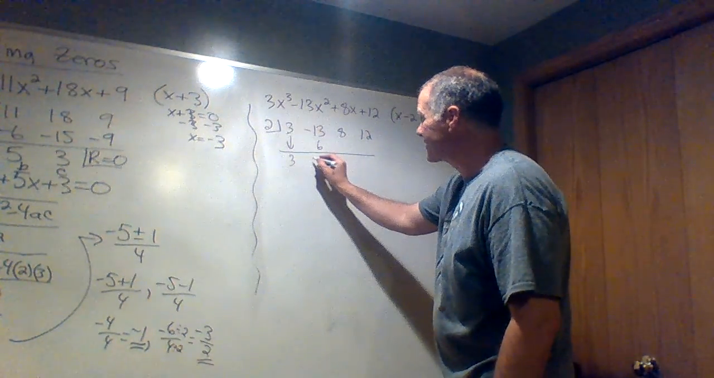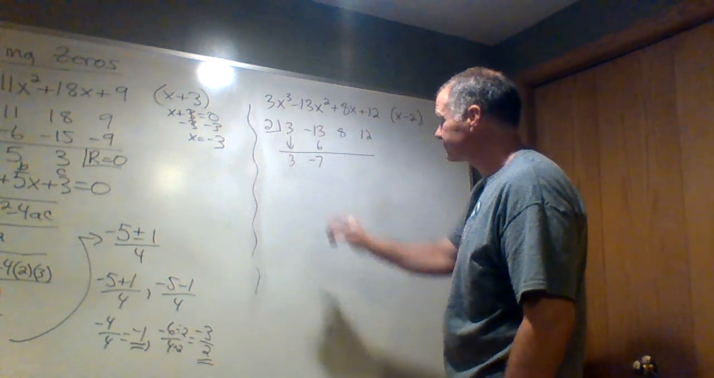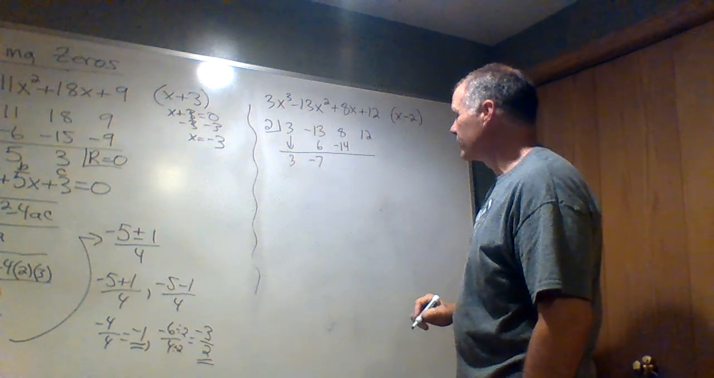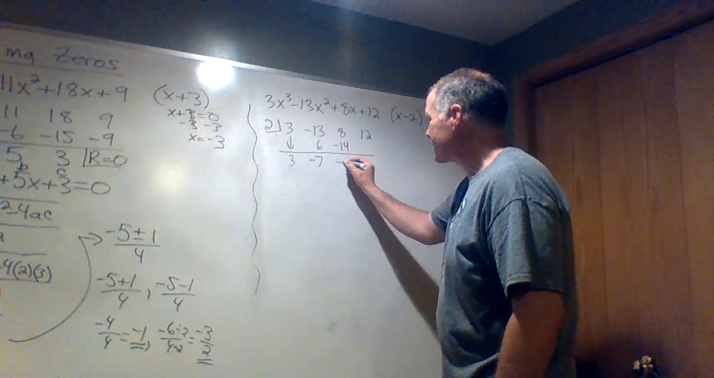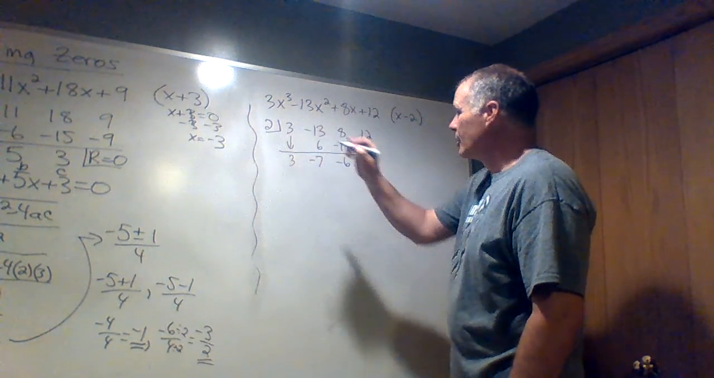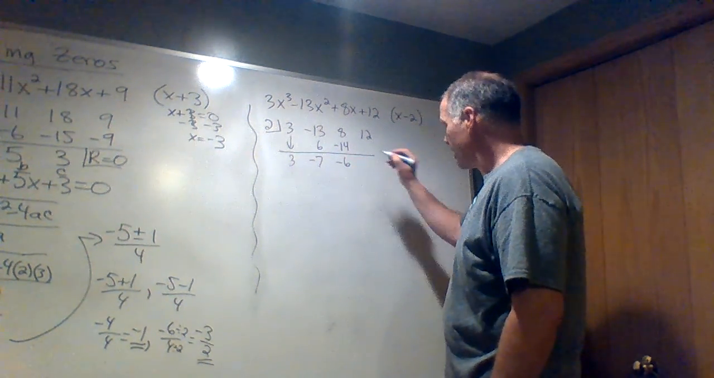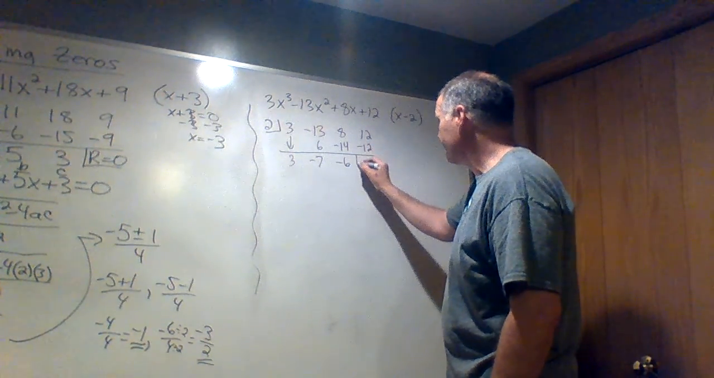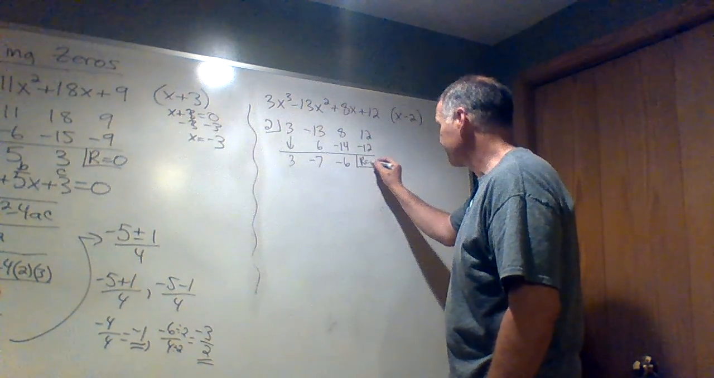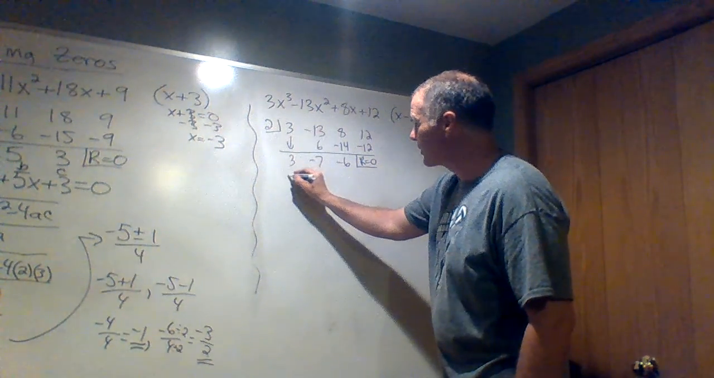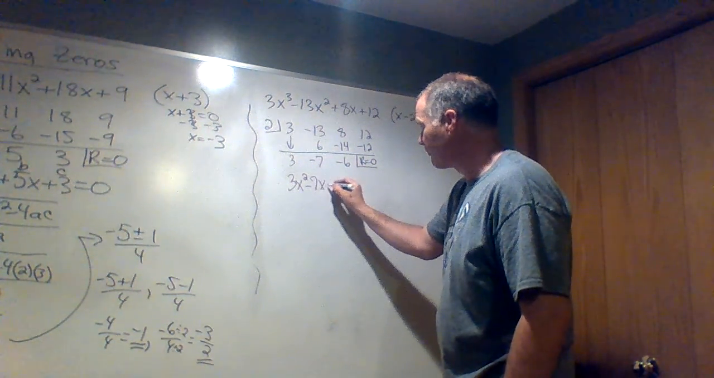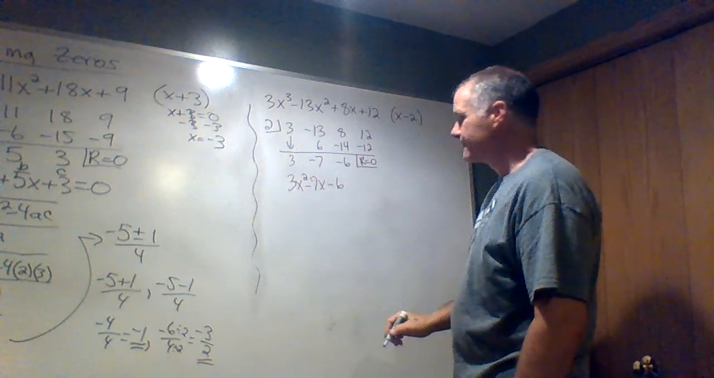-13 and 6, -7. 2 times -7, -14. 8 and a -14, -6. 2 times -6, excuse me, is -12. Boom. There is my 0. Okay, so again, remember, these numbers go back into our polynomial.